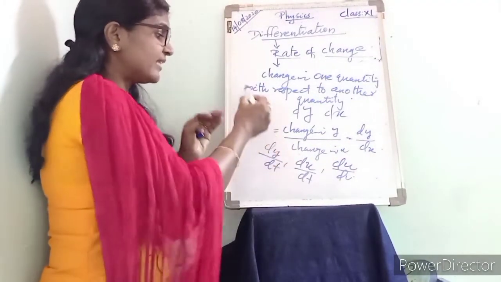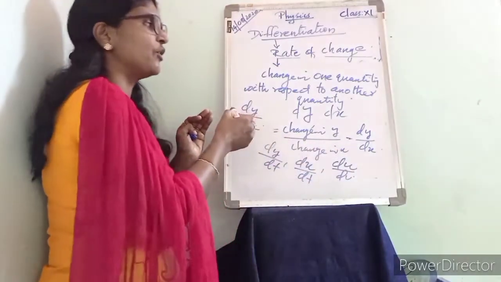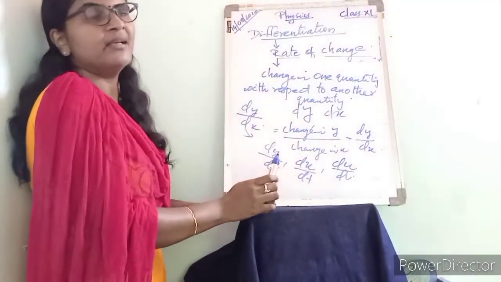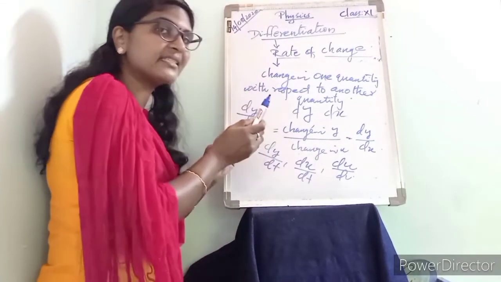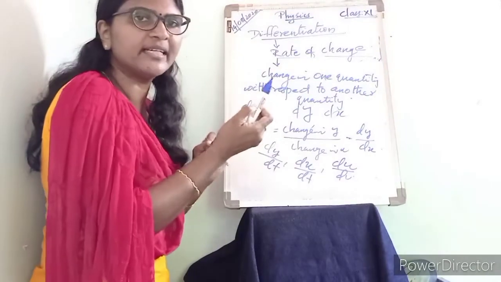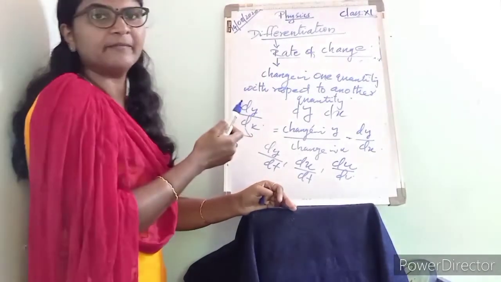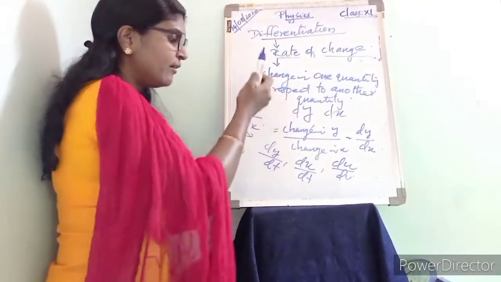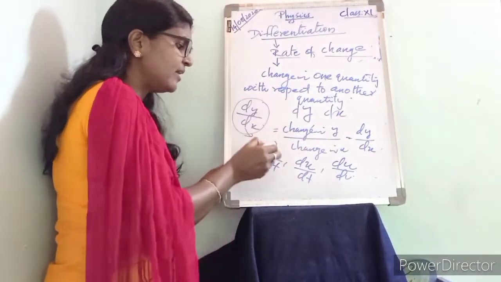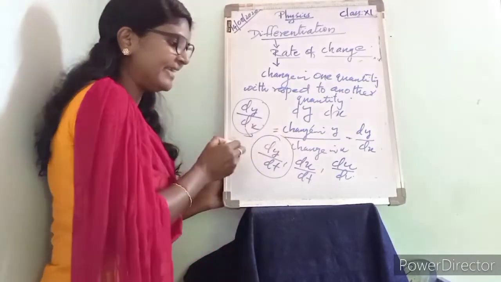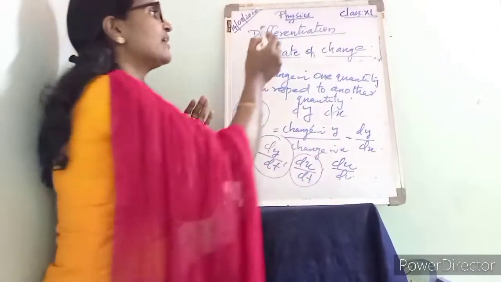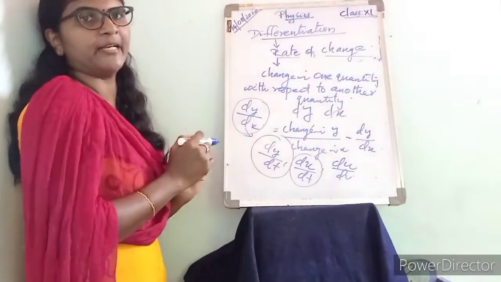Okay, actually the process of finding this ratio is called differentiation. So actually differentiation measures the rate of change. Okay, differentiation measures what? Rate of change. The process of finding dy by dx, the process of finding dy by dt, the process of finding dx by dt is actually called differentiation.